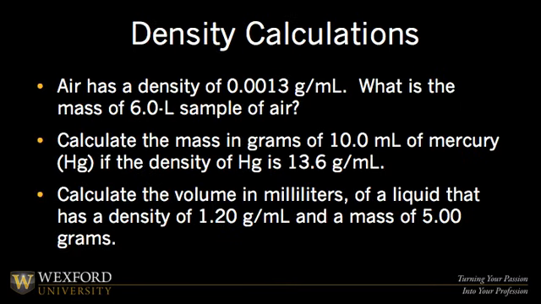Now to practice our density calculations, please attempt to answer the following questions. For air, which has a density of 0.0013 grams per milliliter, what is the mass of a 6.0 liter sample of air? Next, calculate the mass in grams of 10 milliliters of mercury if the density of mercury is 13.6 grams per milliliter. And finally, calculate the volume in milliliters of a liquid that has a density of 1.20 grams per milliliter and a mass of 5.00 grams.